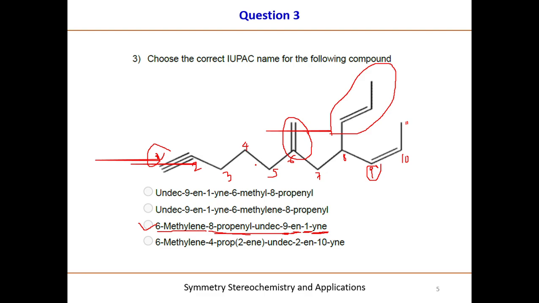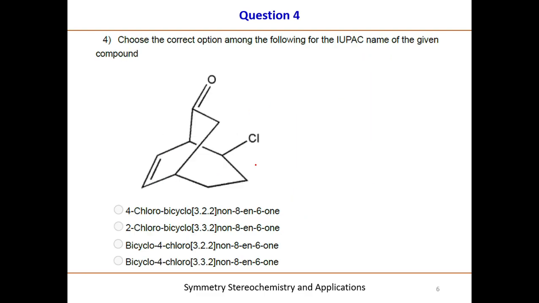Let's move to the next example, next question. Now here again you have to find out the substituent present, then the parent chain name, and the suffix present here.